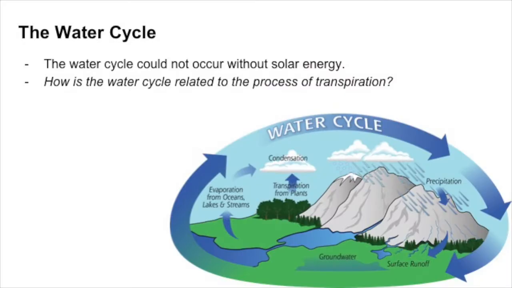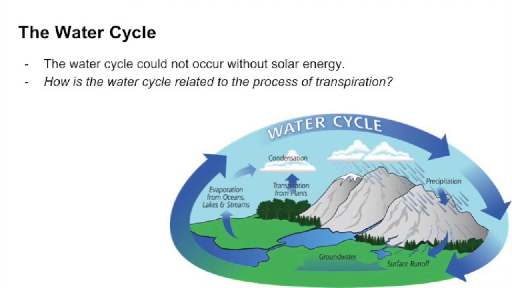One thing we have to note is that the water cycle would not be able to happen without solar energy. So without the help of the sun, the water cycle would not be able to occur, because it is basically the first thing that gets it started with evaporation or transpiration.